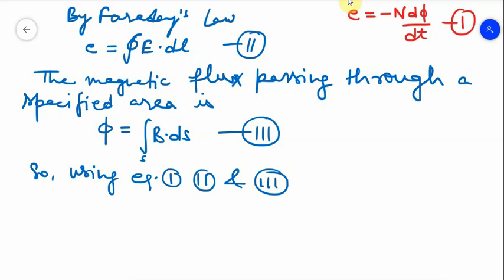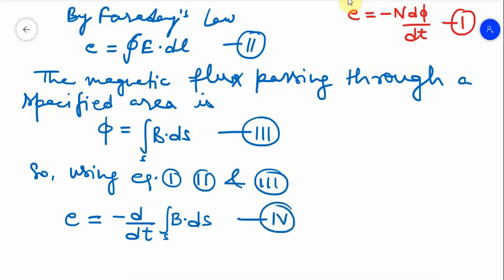E equals to minus N d phi by dt, okay. So E equals to what? If we consider a single turn, not the N number of turns, we are considering a single turn, then E can be written as what? E equals to minus d upon dt, and in place of this phi, what we can write? B dot ds. So it is the surface integral of B dot ds, okay. Put it as equation 4. So now from these two equations, equation 2 and equation 4, if we see, what we can write?